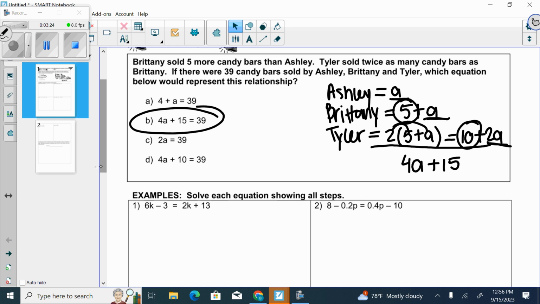Okay, so I've got a 6K over here and a 2K over here, and I want them on the same side. You can subtract 2K. Very good. That's exactly what we're going to do. We're going to subtract 2K to get it off of this side and move it to this side. So those would subtract out. So now I would have 6K minus 2K. What would that be? 4K. 4K. Good. So I'd have 4K minus 3 equals what's left on the other side? 13. Good.